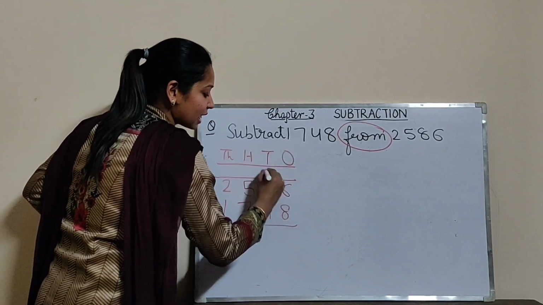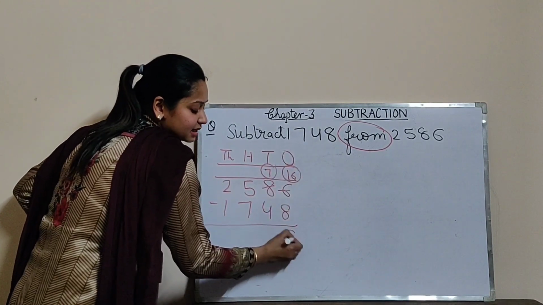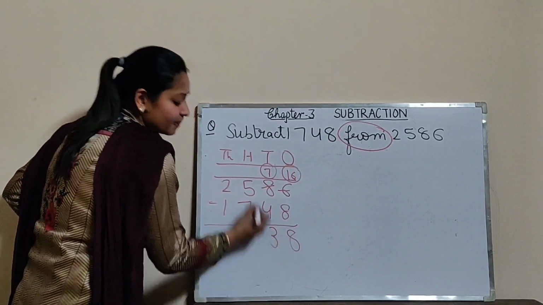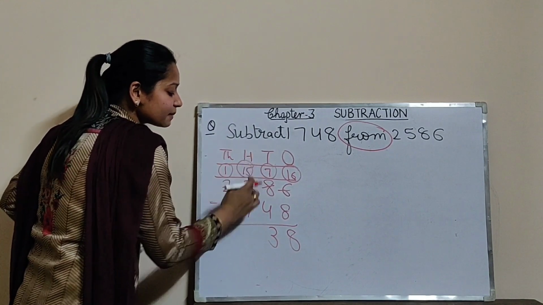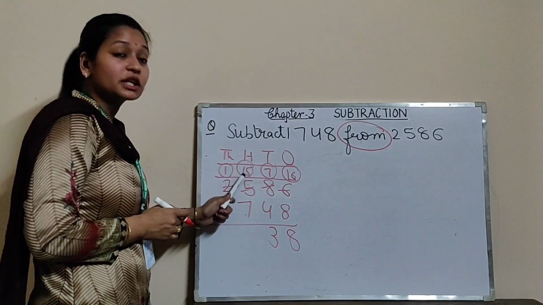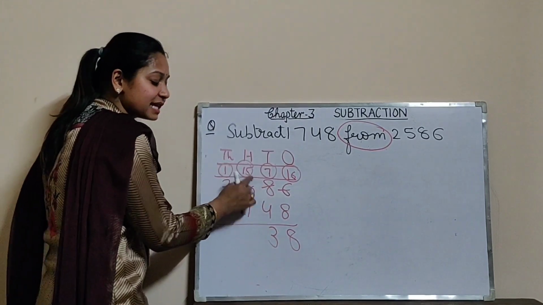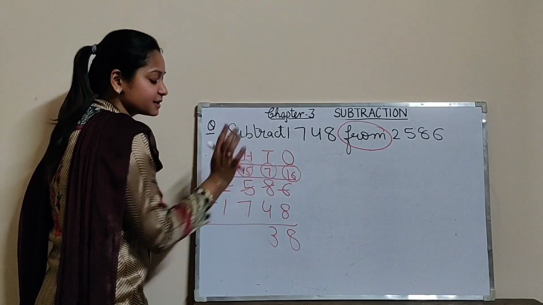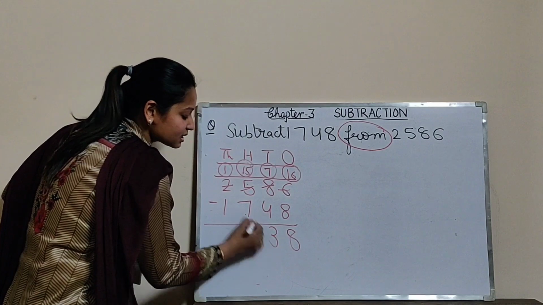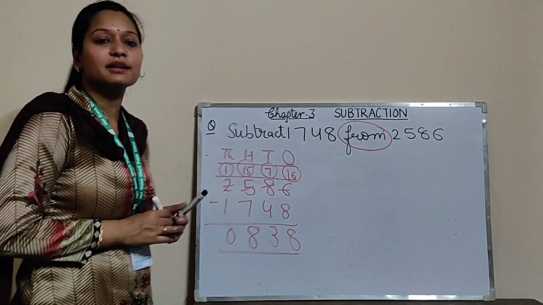6 minus 8 we cannot do. It becomes 7 and it becomes 16. So 16 minus 8 is 8. 7 minus 4 is 3. 5 minus 7 we can't do. Again we have to borrow. It becomes 15. Now it will not become 14, because the tens place did not give anything to it. It ended there. This is the next number which requires borrowing. It has not given to the tens place. So 15 minus 7 is 8 and 1 minus 1 is 0. So my answer is 838.